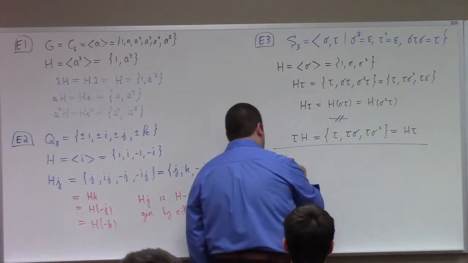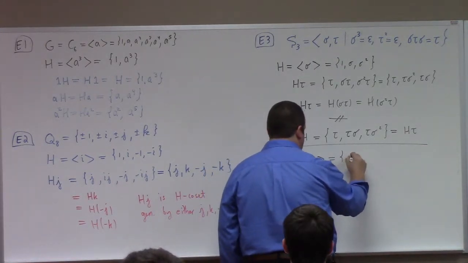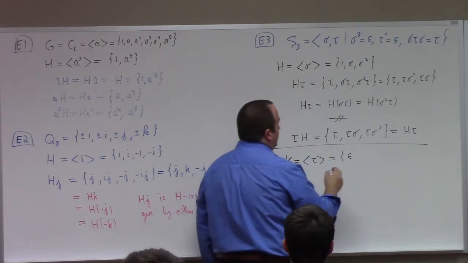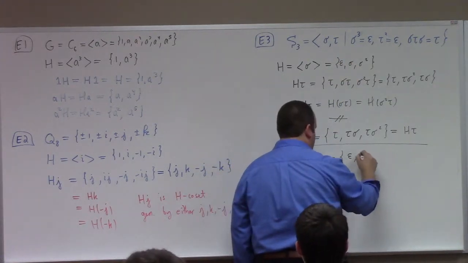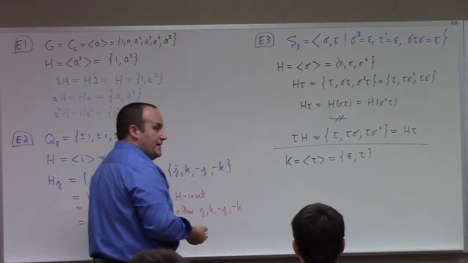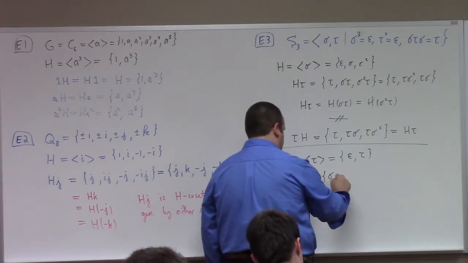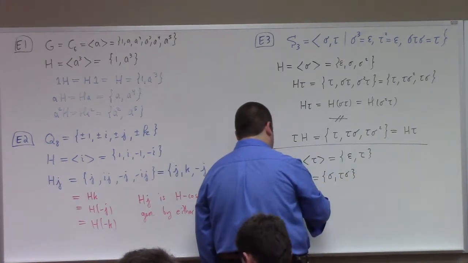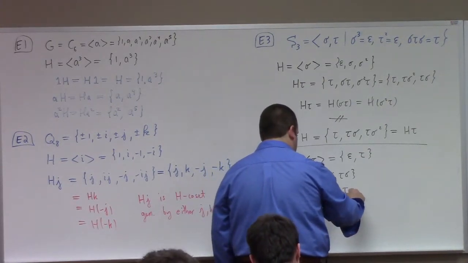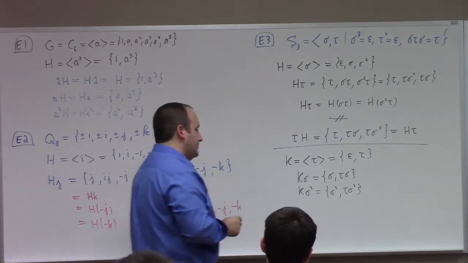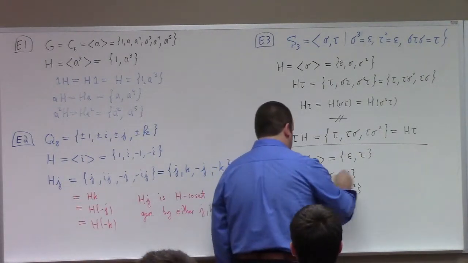On the other hand, if we look at K equal to the subgroup generated by tau, which would be what? Oh, I'm sorry. This one is supposed to be an epsilon, right? Okay. So the subgroup generated by tau would just be epsilon, tau. And I can look at the right cosets of this. K sigma, which is sigma, tau sigma. I can look at K sigma squared, which is sigma squared, tau sigma squared. Right? Anyway, so there's that.